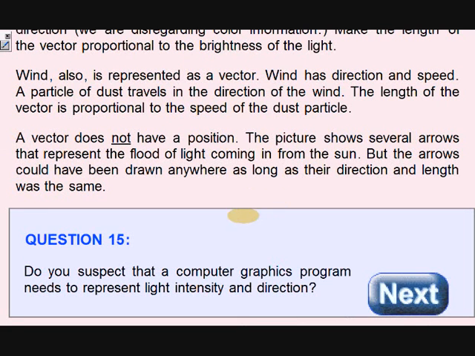Do you suspect that a computer graphics program needs to represent light intensity and direction? Let us find it out. Besides that, you should know what we use vectors for. Let us find out where we use vectors. Why should we bother about direction, length, intensity, etc.? Why need vectors? Right? This is always the question in our mind. We will find the answer now.